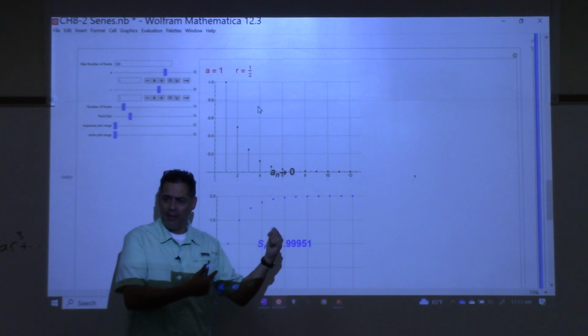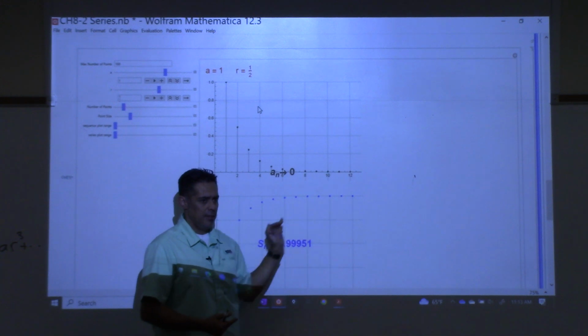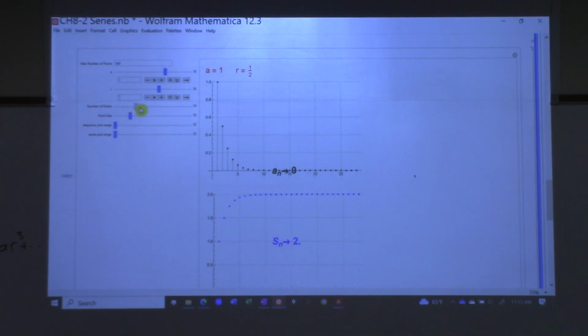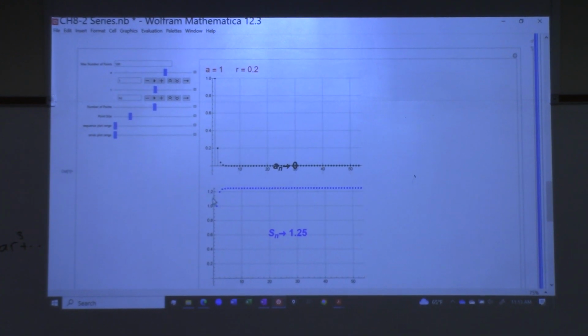We did this last class. I showed you the sequence alone, and then what happens when you start adding the pieces of the sequence up. So right now, if I use A as 1 and R as a half, then notice that it looks like it converges. It actually looks like it converges to 2, right? That converges to 2. If I change R, let's make R smaller. Now R is 0.2. It still converges. Y'all see how that still converges there?